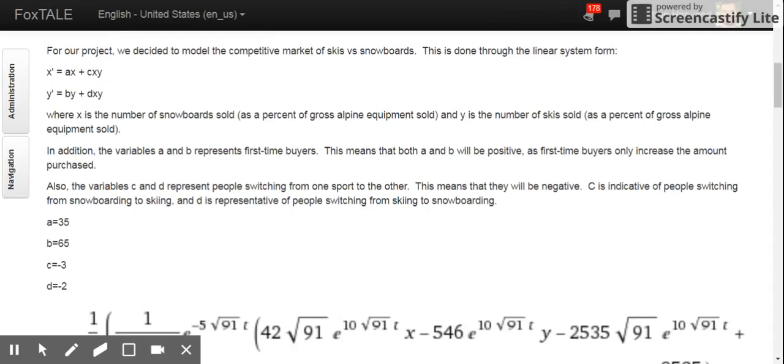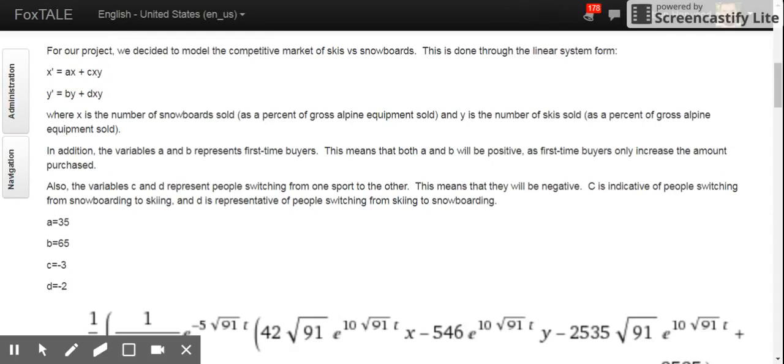So I will be explaining how we got our values. A and B, these are the initial values for first-time buyers, and we got that from researching the annual sales between skiers and snowboarders from 2015 to 2016, and we scaled it down by, I believe, 1,000 or 100,000, I think.